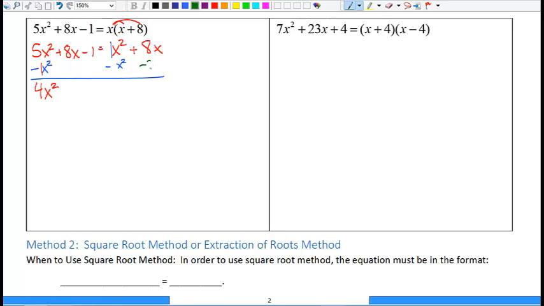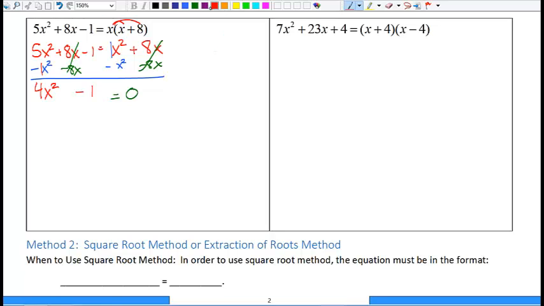At the same time, I'm also going to subtract 8x. And that adds to 0 accidentally. I wanted it to add to 0 on the right hand side, but it accidentally also did it on the left hand side. And then I can bring down the minus 1. So that took several steps just to get it equal to 0. So step 1 is done, I'm in standard form.